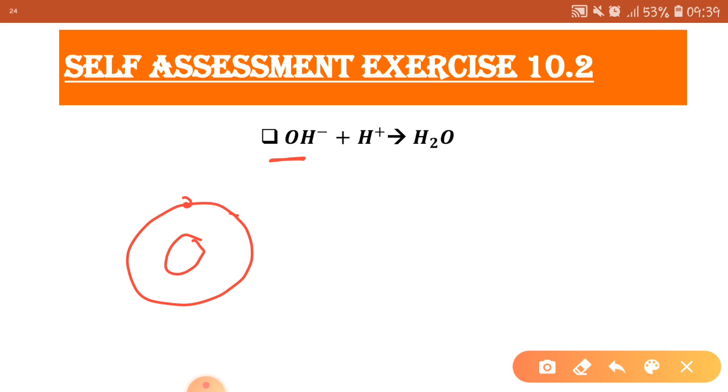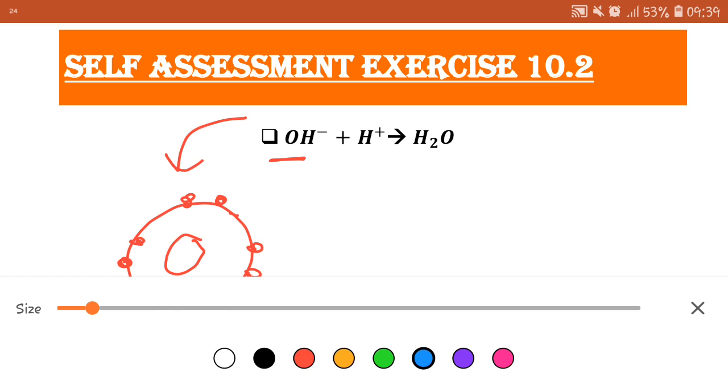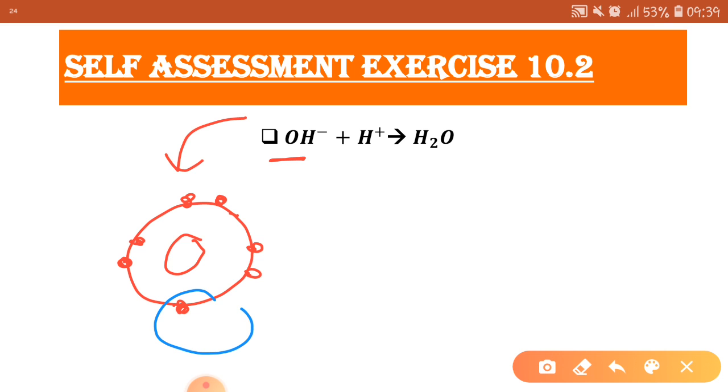In a neutral oxygen atom, how many electrons are there in the valence shell? 6 electrons. But when there is a negative charge on the oxygen atom, this means that there is an additional electron. So we are writing 7 electrons in the valence shell for the oxygen atom in the case of hydroxide ion. Now, this 7th electron will be shared with the hydrogen atom to form a covalent bond. So in the hydroxide ion, there is a complete octet of the oxygen valence shell.